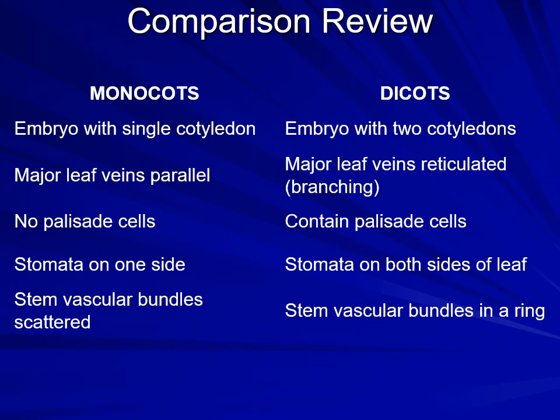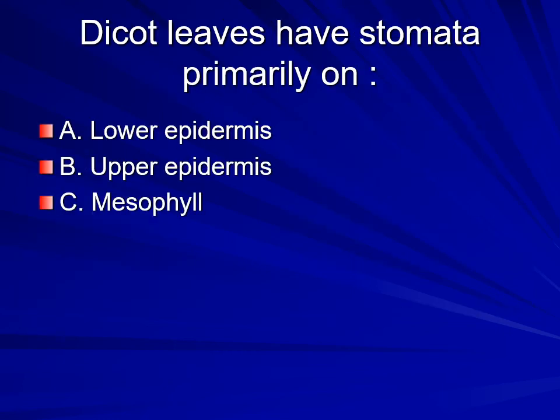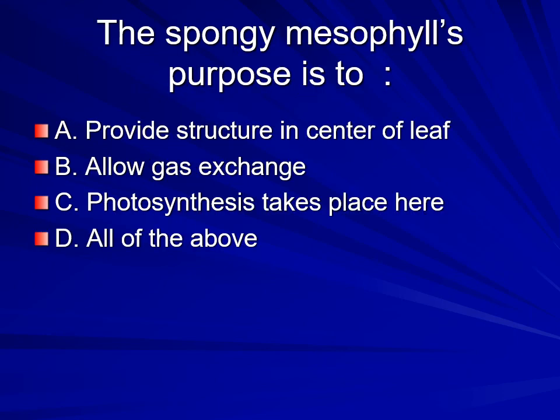I got a few review questions. Dicot leaves have stomata primarily where? Lower epidermis. Dicot leaves have stomata primarily on the lower epidermis. I'm using the word primarily because the plant kingdom is massive and there are almost always exceptions. The spongy mesophyll's purpose is A, to provide structure in the center of the leaf, B, to allow gas exchange, C, photosynthesis takes place here, and D, all of the above. Which one do you think is correct?